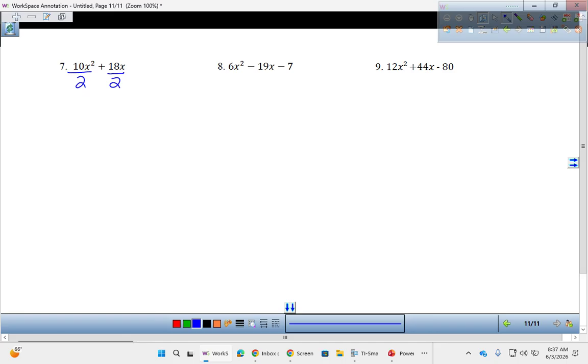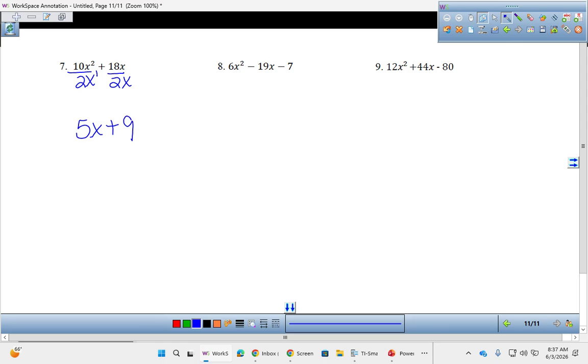Do they both have an x? So the GCF has an x. You pick the smaller of the x's. So this is x squared, this is x to the 1. I can divide out a single x. 10 divided by 2 is 5, and then I'm subtracting. It's 2 minus 1, and I don't have to write that 1. I could just write that as an x. Plus 18 divided by 2 is 9.